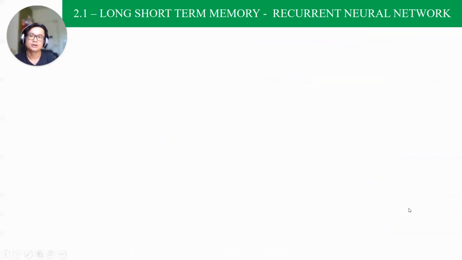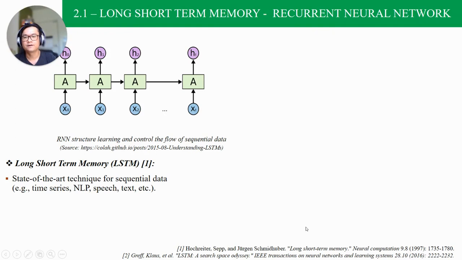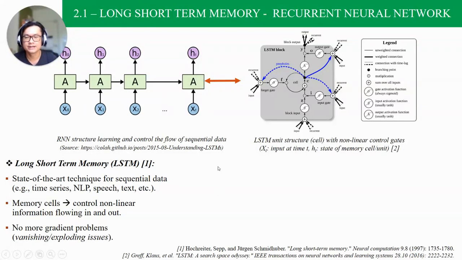In my research, the long short-term memory variant of recurrent neural network is the core technology. This is state of the art for predicting sequential data like time series and natural language processing. Inside each cell of the LSTM model, there are nonlinear gates that control the flow of information going in and out of the model. Finally, it is robust in overcoming gradient problems such as vanishing or exploding gradients usually encountered during training of neural networks.